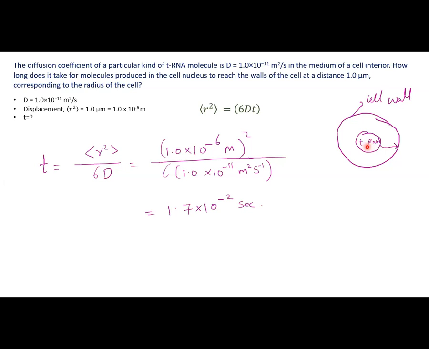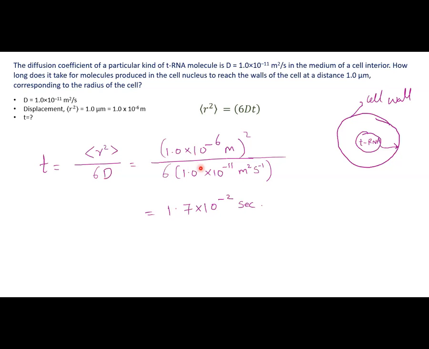How long does it take for the tRNA molecule to move from the nucleus to the walls of the cell? Again, this is based on the three-dimensional mean square displacement, right? R² is equal to 6Dt, as we solved. Even though the problem looks a little confusing, we have to simplify it. We are given the diffusion coefficient, the displacement is 1 micrometer, converting that to meters. We need to find the time t. So t is equal to r² over 6D. It's straightforward. Plug in the values of r² and the diffusion coefficient. You should get the answer as 1.77 times 10^−2 seconds.